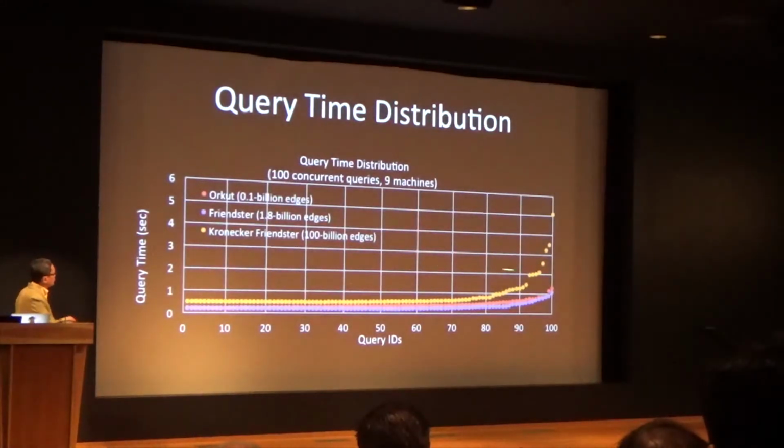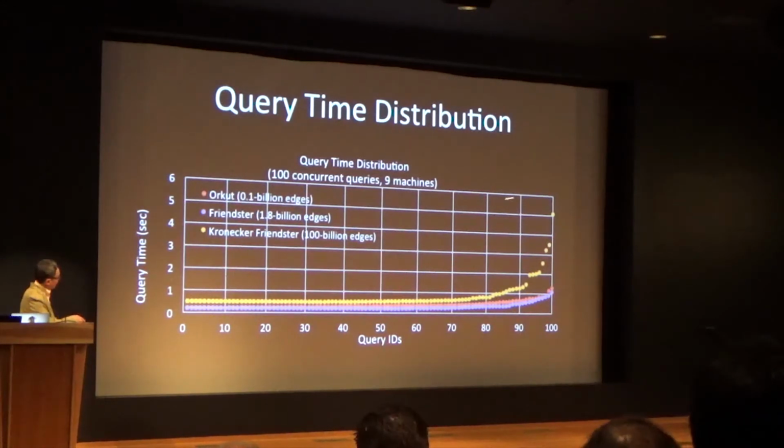But if you look at this performance curve, you can see that this curve is the query on the largest data set, the 100 billion edge graph. And you can see most of the queries, over 90% of the queries, can be answered within 2 seconds. And only very few queries have to jump among different shards, so that the query time is a little bit longer. And almost all of them can be answered within 5 seconds.